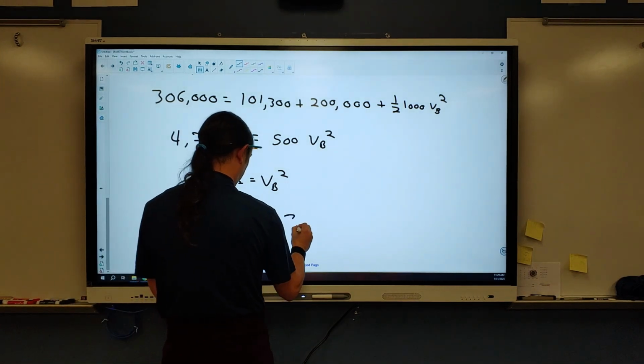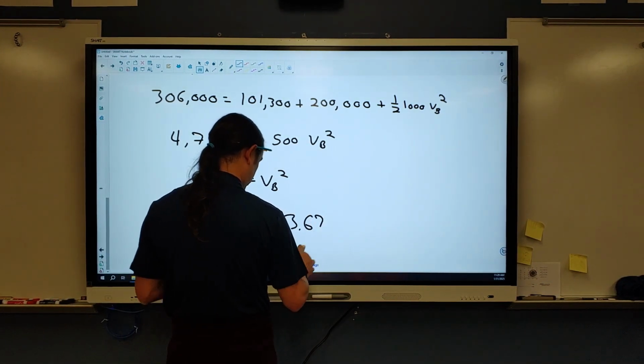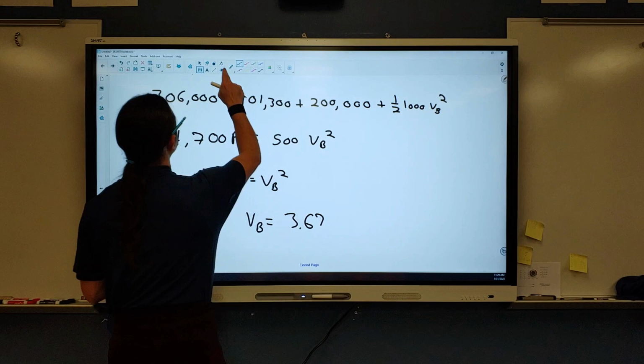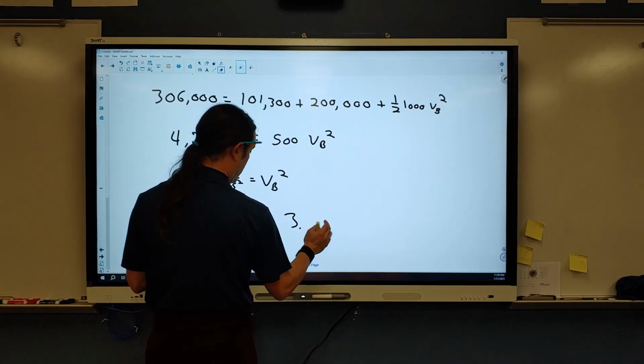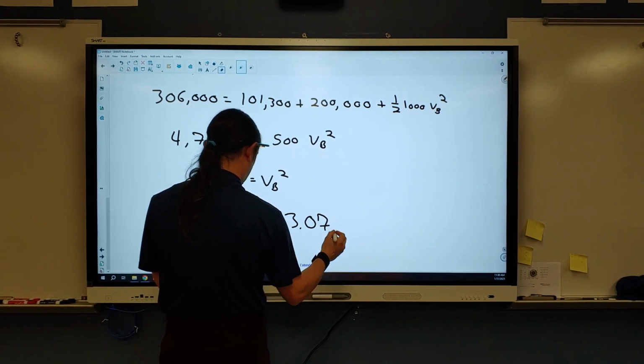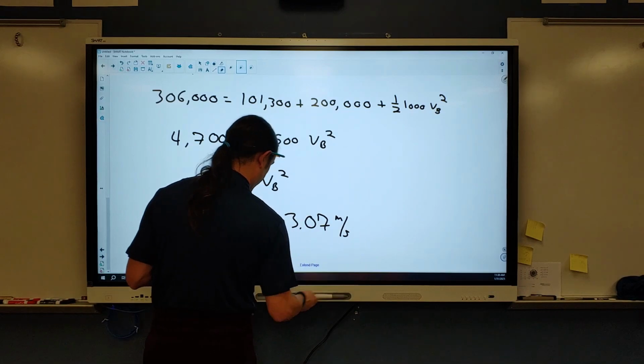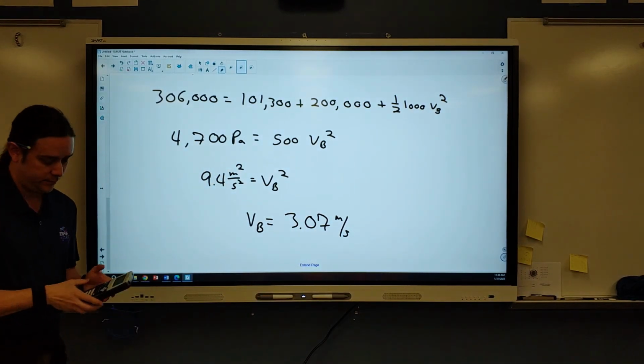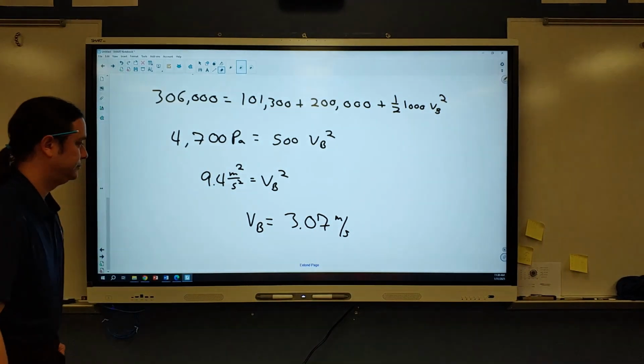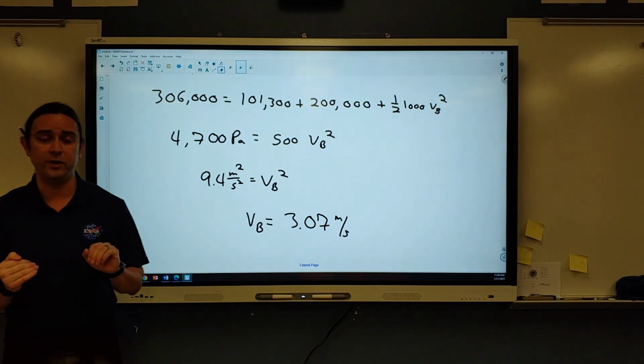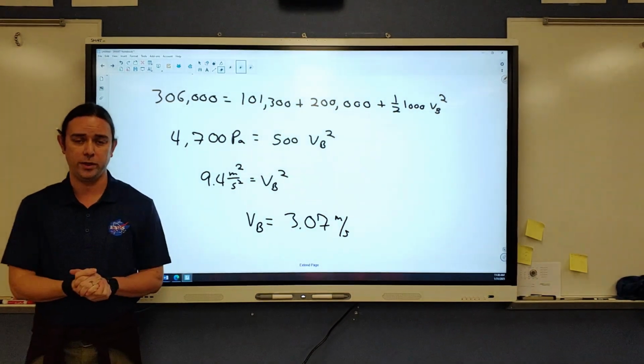So I end up with 3.07, this board will be the death of me, 3.07 meters per second. That's how fast the water is coming out. Okay, now we've got a number that we can begin to work with.